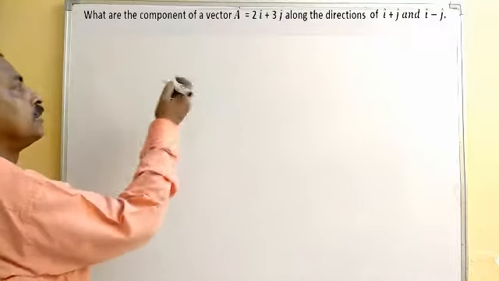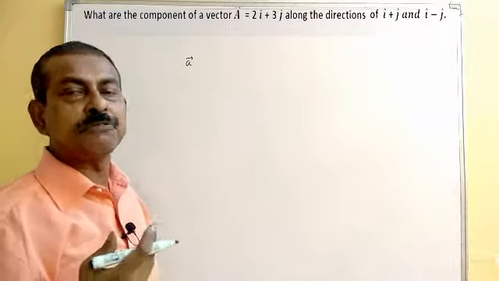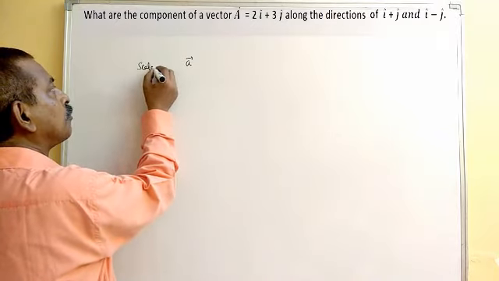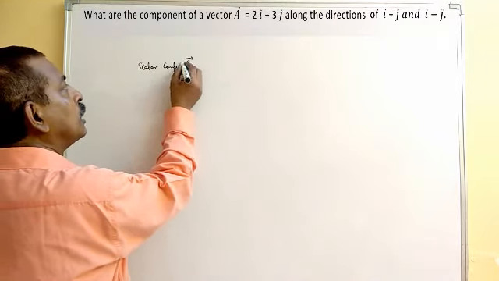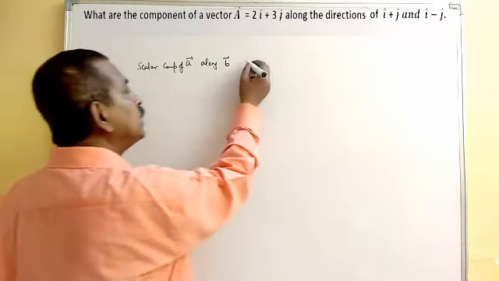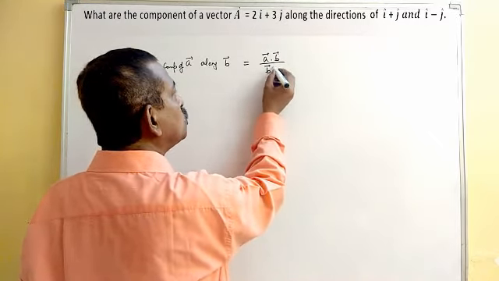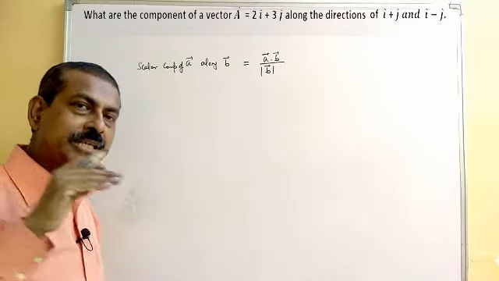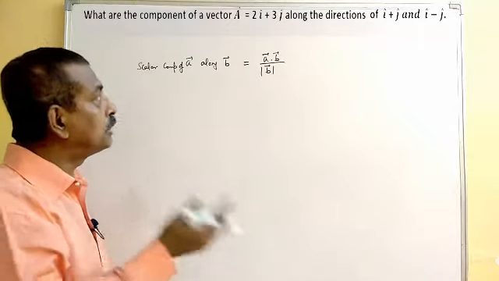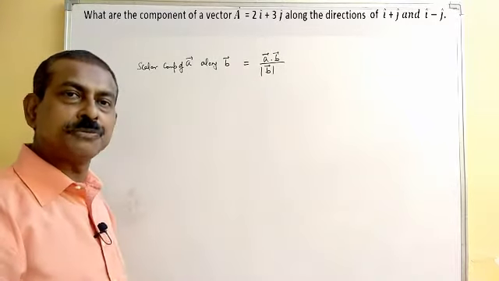So if you consider you have the vector A, and I want to know the component of the vector in the direction of the other vector. So if you consider a scalar component of vector A along vector B, it will be simply given as A dot B divided by the magnitude of vector B. That means the vector in whose direction we want to find the component, we divide by its magnitude. If it is the component of B along vector A, then it will be A dot B divided by magnitude of A.